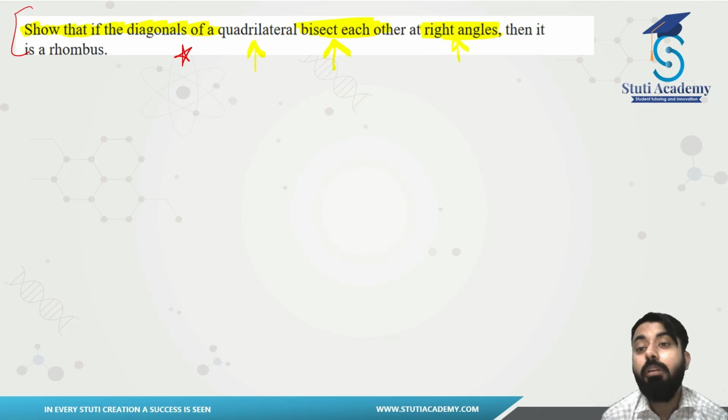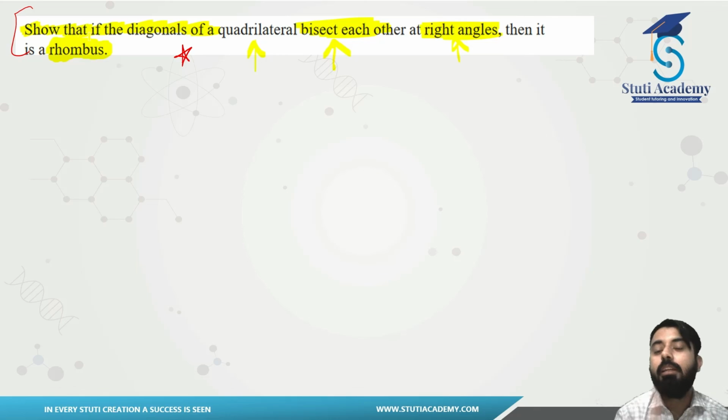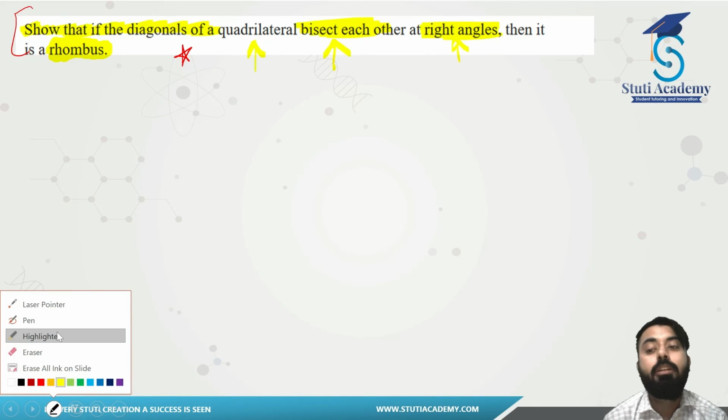But remember, we have to prove that it is a rhombus. So for a rhombus, you have to keep in mind, what is a rhombus? A rhombus is that kind of quadrilateral in which each side is equal. Only opposite angles are equal, none of the angles is 90 degrees, but the diagonals bisect each other at 90 degrees. That is the main difference between your general quadrilateral and a rhombus, that each side must be equal.